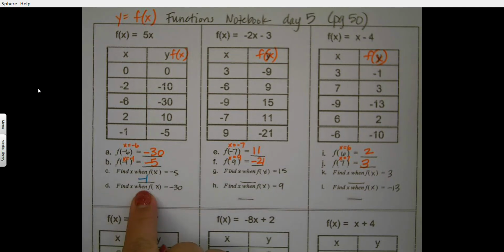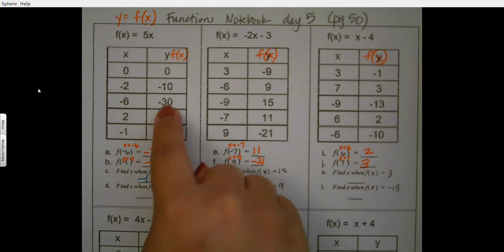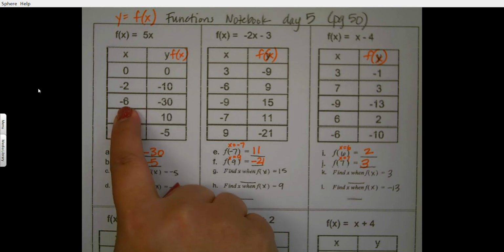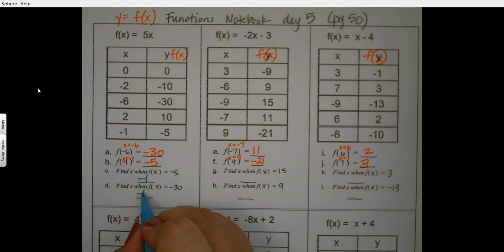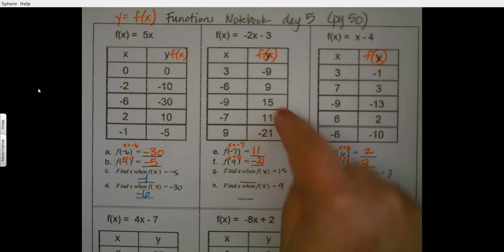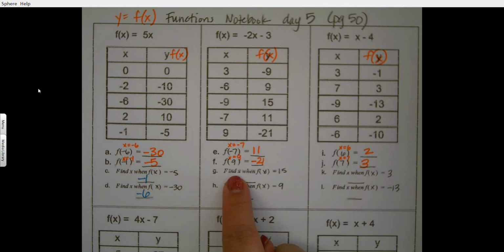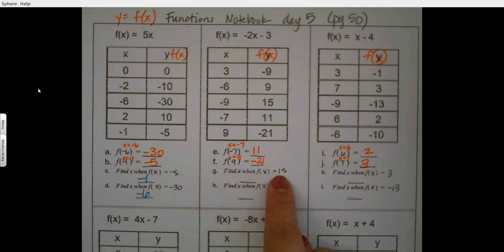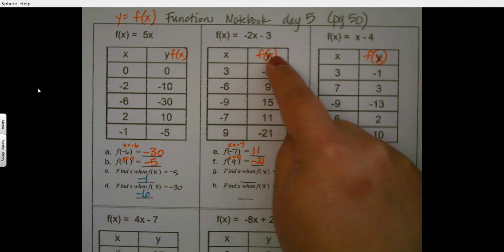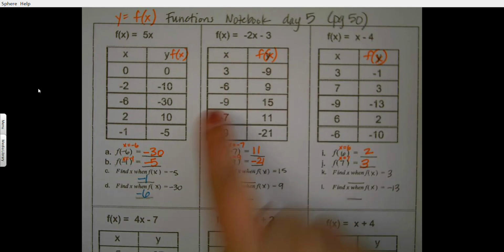Find X when f of X, so when my f of X, my answer, equals -30, what's my X? This is kind of like going backwards. It's kind of like saying, what's my answer and what would I have plugged in to get that? Okay, find X. So find your X value when f of X equals 15. So when f of X equals 15, what's the X value I plugged in?